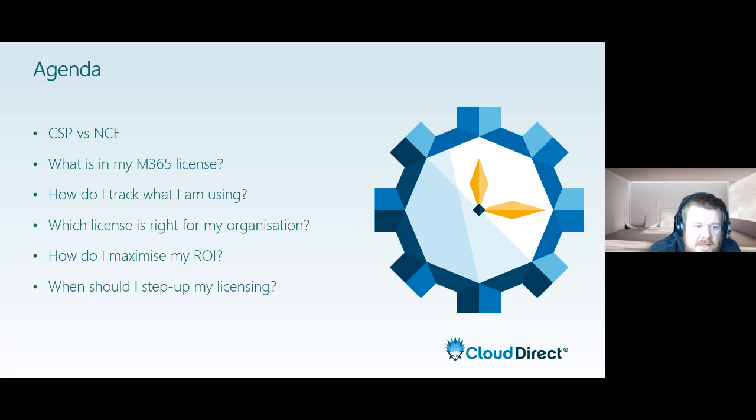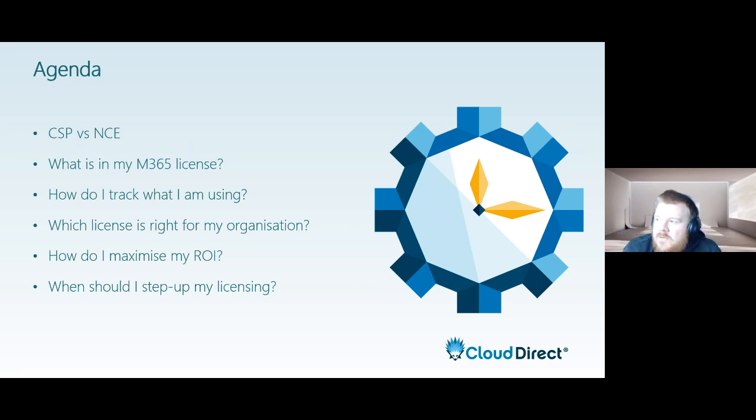We can talk through what's actually in your Microsoft 365 licensing. We won't go into a lot of detail because they cover a broad range of products, but we can briefly go through how you can find out what you're entitled to by nature of having your licensing, and some resources on that front. How can you track what you're using? Utilization of those licenses is obviously important. You're paying for them, so how can we make sure you're getting the most out of them?